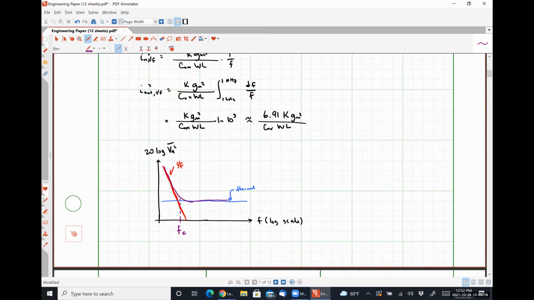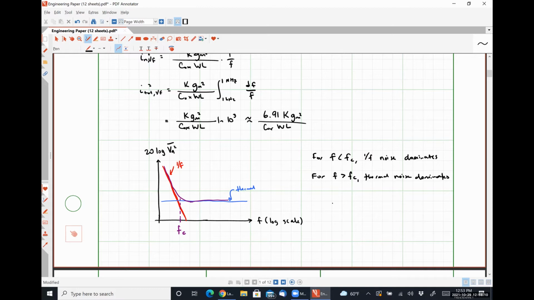So for F less than FC, 1 over F noise dominates. For F greater than FC, thermal noise dominates. And in the region of FC, obviously, the total noise is a contribution of both the thermal noise and the 1 over F noise. So our corner frequency is defined as where the contribution of the thermal noise and the contribution of the 1 over F noise are identical, right?